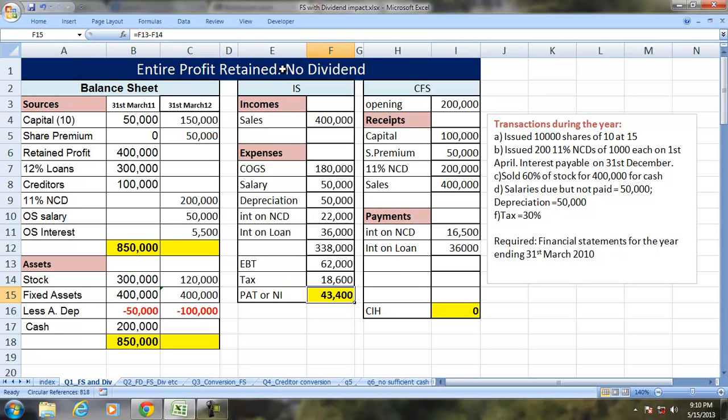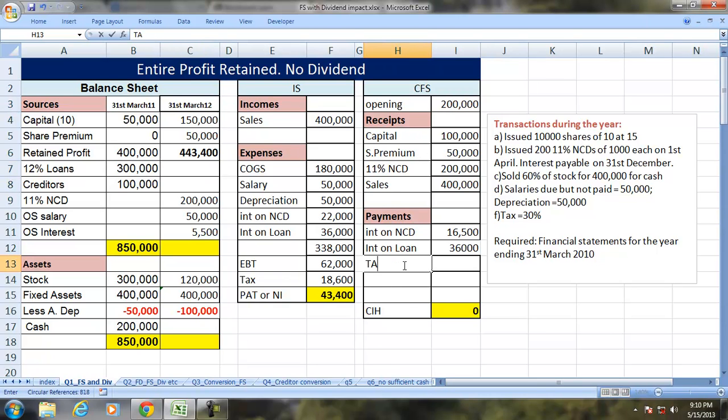And here we have made an assumption that there will be no dividend, or entire profit is retained. So therefore the retained earnings or the retained profit increases to the extent of 43,400.